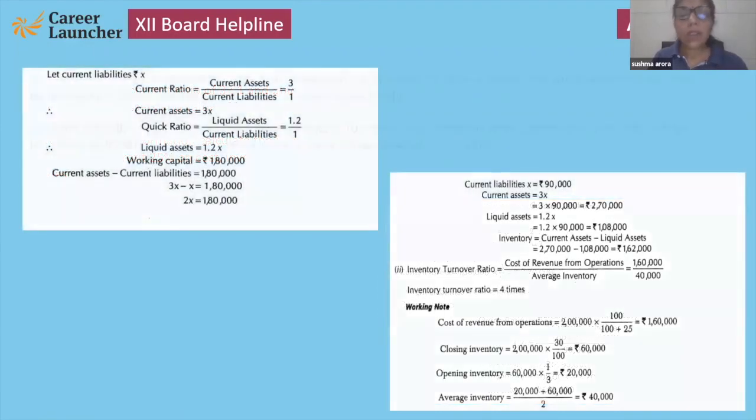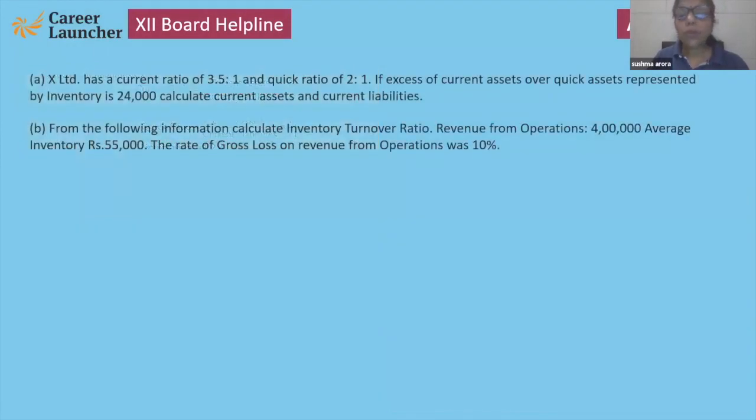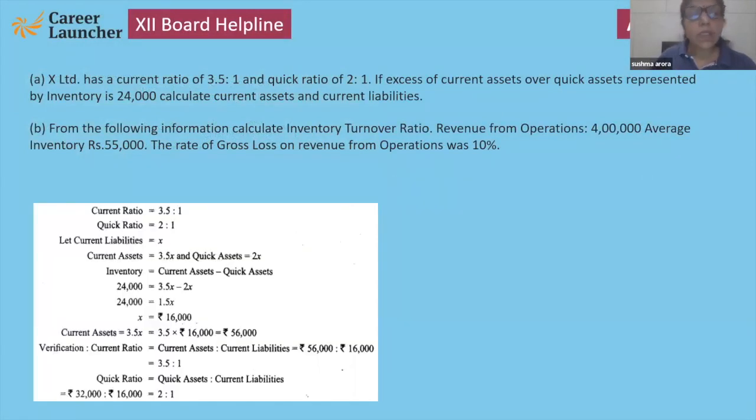Next. Same way here, inventory. So if you want to know about the inventory, current asset minus liquid asset, then you can come to know the value of inventory. So if X means current liability will come. So you can put the value in the formula.